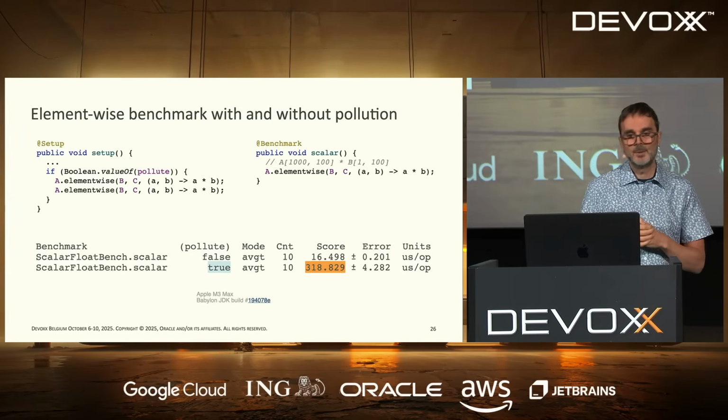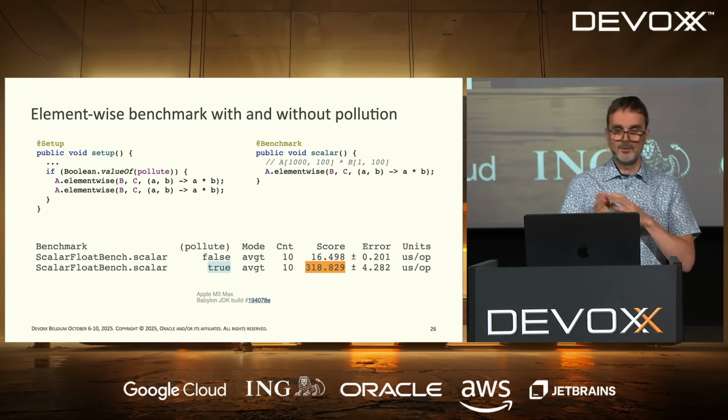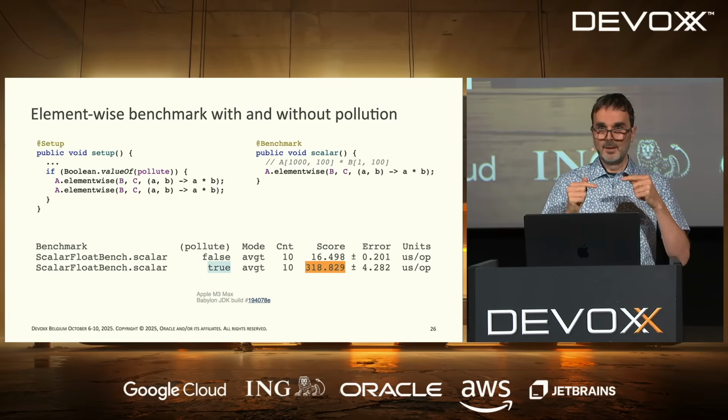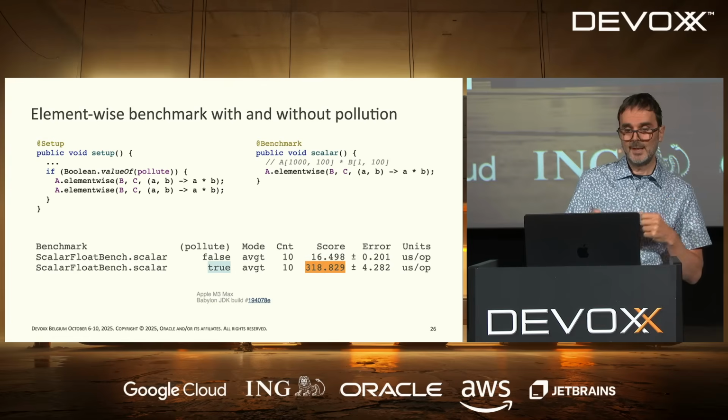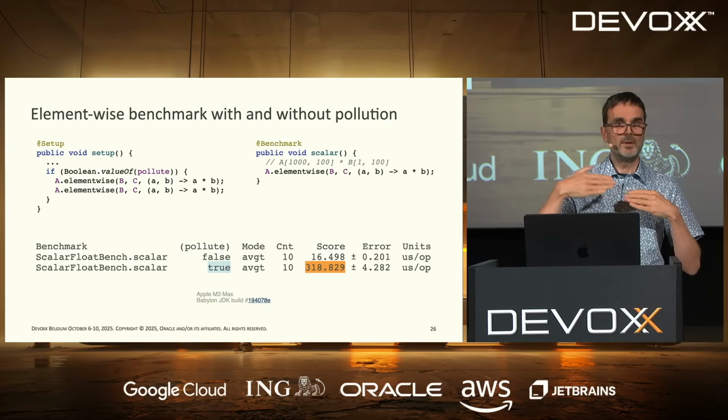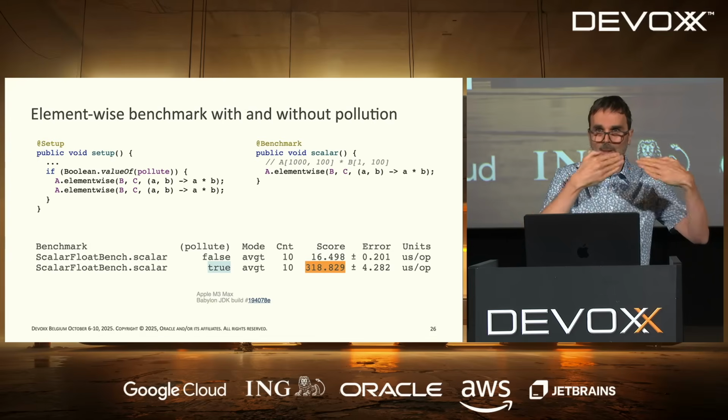So here's a simple benchmark, using JMH. On the setup, we have a Boolean parameter which says, am I going to pollute, before I actually run the benchmark? And so I'm just going to call element-wise on this with the same lambda expression. I'm going to pollute it.